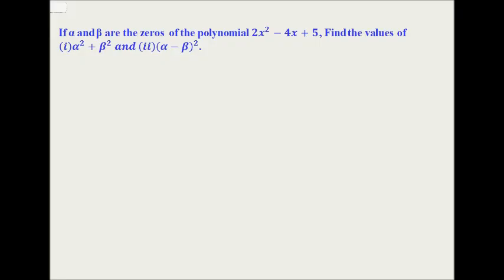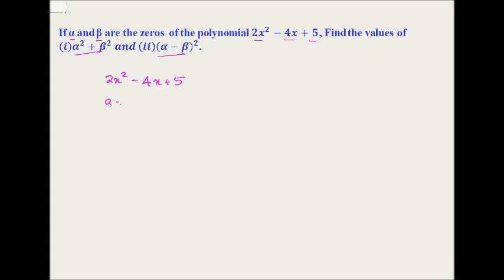The question is, if alpha and beta are the zeros of the polynomial 2x square minus 4x plus 5, find the values of alpha square plus beta square and alpha minus beta the whole square. Now, given the polynomial is 2x square minus 4x plus 5.